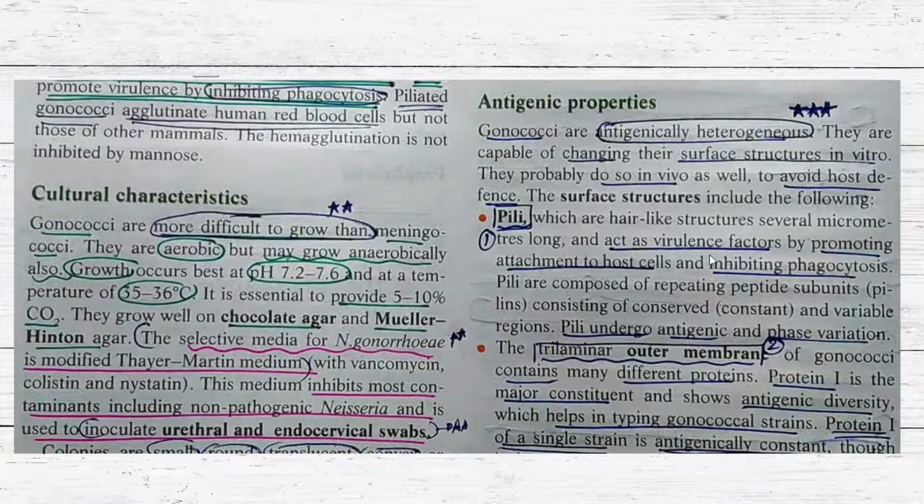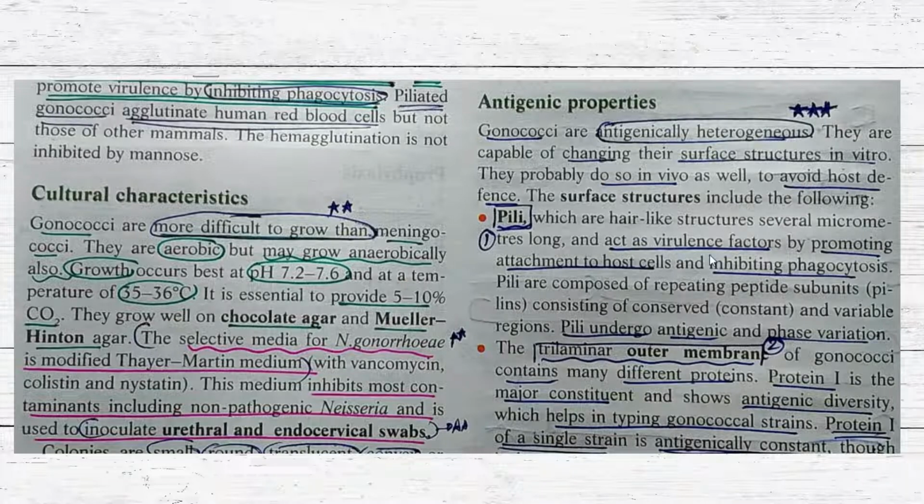So gonococci are antigenically heterogeneous, meaning they keep changing their surface structures in vitro. Always they're undergoing changes with respect to antigenicity. So what are pili? The surface structures which are responsible for giving them antigenicity are pili. Pili are hair-like structures. Their main function is what? They allow the bacteria, that's the gonococci, to get attached to the host cells. So they act as virulence factors.